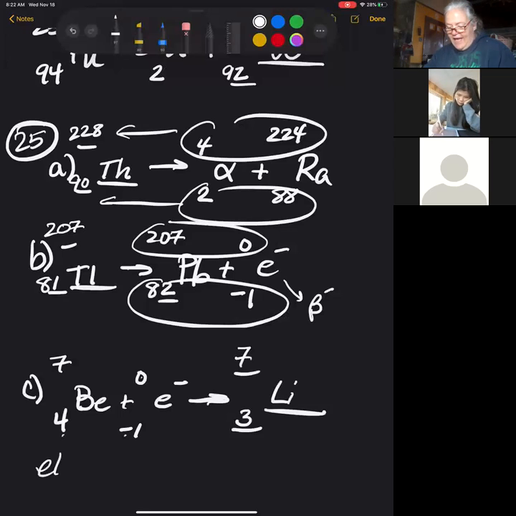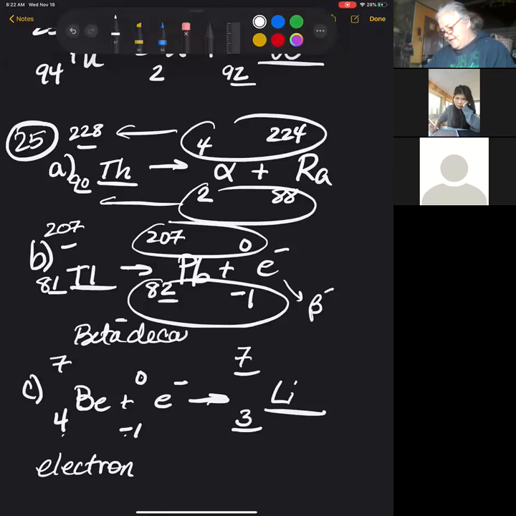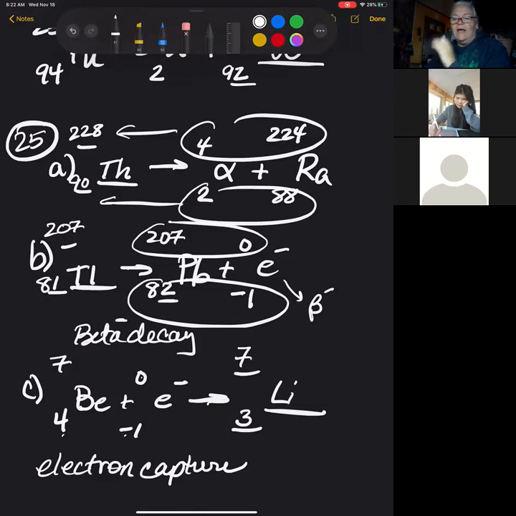So if it's an electron capture, that's different than a beta decay. This up here is a beta decay, a beta minus decay. Electron capture means it shows up on the left-hand side because it has to be captured before you can make something new. A decay means I let go of something and I make something new on the right-hand side.